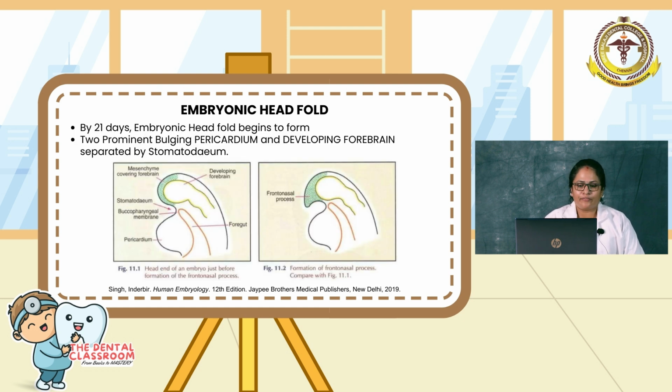So by the end of the third week, around 21 days of the embryo, the head of the embryo bends forward, creating a fold which is called the head fold. This head fold is important for positioning the structures. At this stage, 2 important bulges are visible. As you can see in this image, the developing forebrain is above and the pericardium, or the primitive heart, is below. Between these 2 bulges, you can see a depression called the stomodeum, which is the primitive mouth. This is the first visible landmark of future oral development.